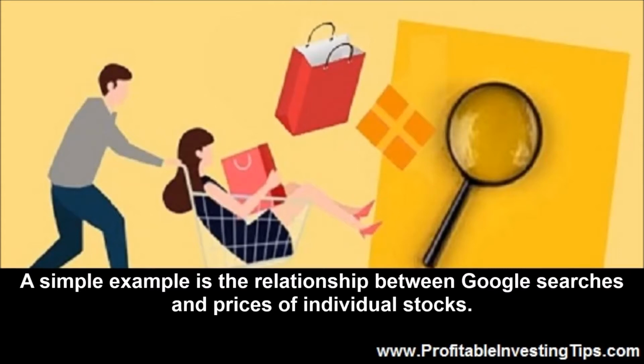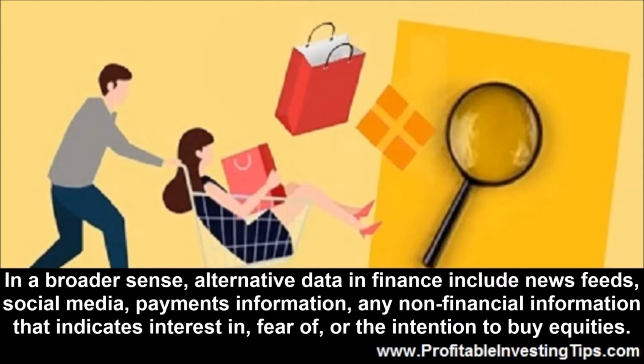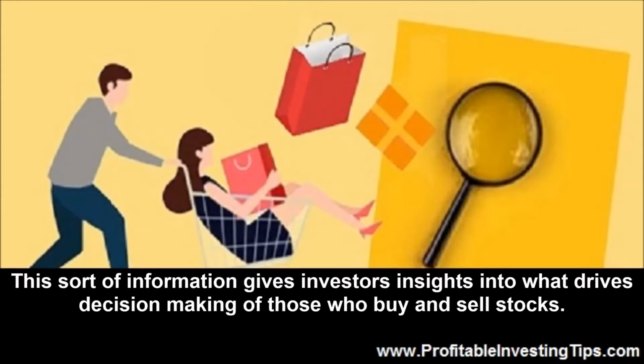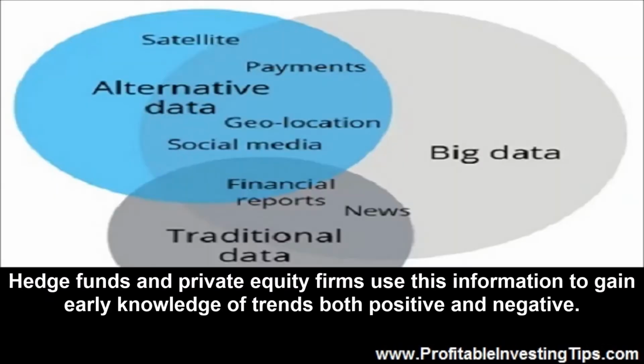A simple example is the relationship between Google searches and prices of individual stocks. In a broader sense, alternative data in finance includes news feeds, social media, payments information, any non-financial information that indicates interest in, fear of, or the intention to buy equities. This sort of information gives investors insights into what drives decision-making of those who buy and sell stocks. Hedge funds and private equity firms use this information to gain early knowledge of trends, both positive and negative.